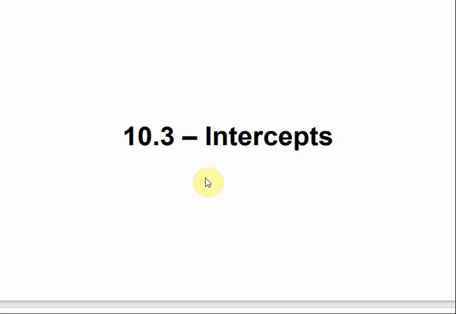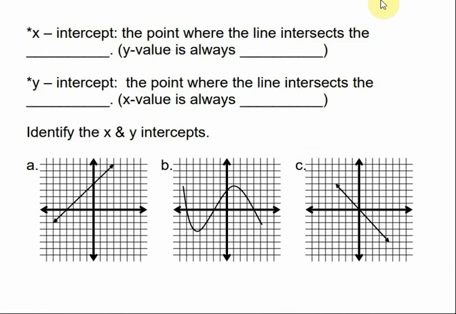Hi guys, this is 10.3 and today we're going to talk about intercepts. The x-intercept is the point where the line crosses the x-axis. If you'll remember, the x-axis is the horizontal axis on your Cartesian coordinate grid, so the one that's going horizontal side to side. Whenever we have an x-intercept, the y value is always going to be 0.